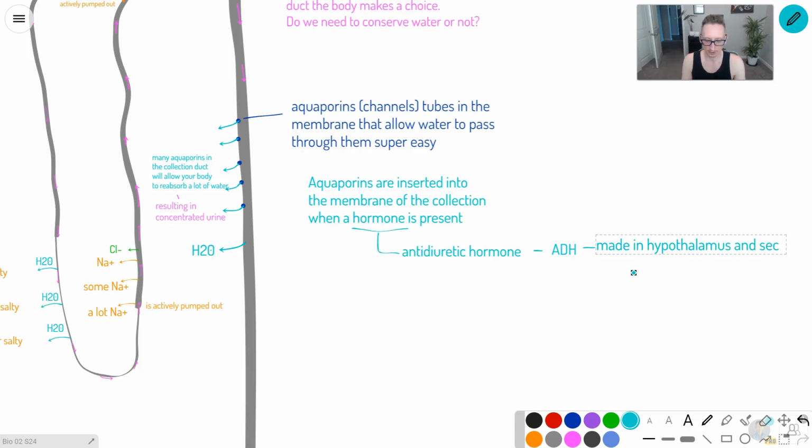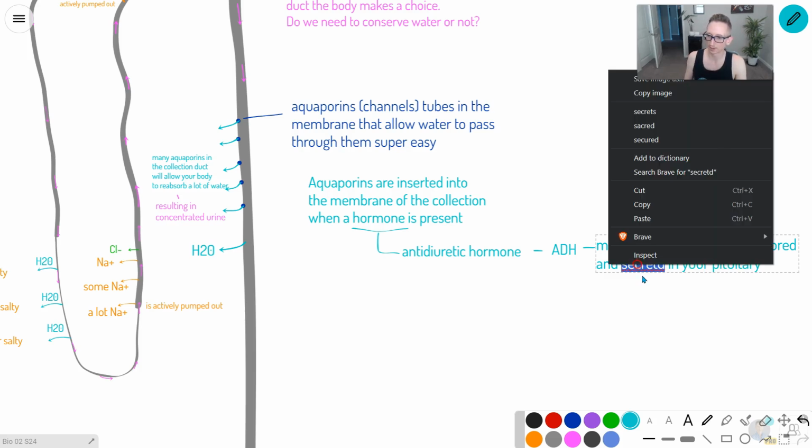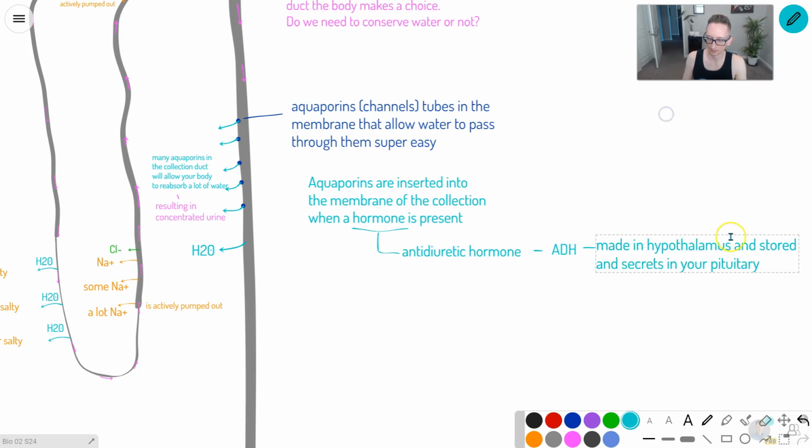And secreted, it's stored and secreted in your pituitary. Pituitary. Secreted.